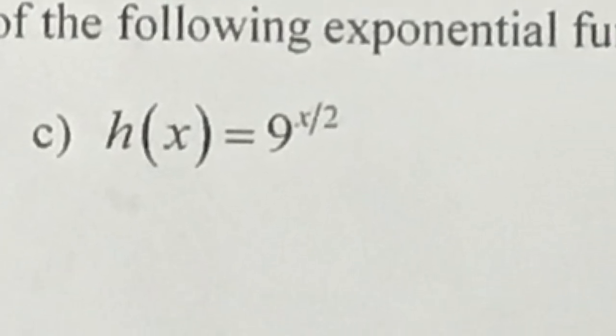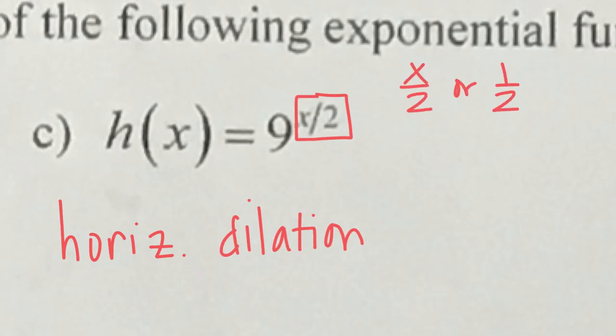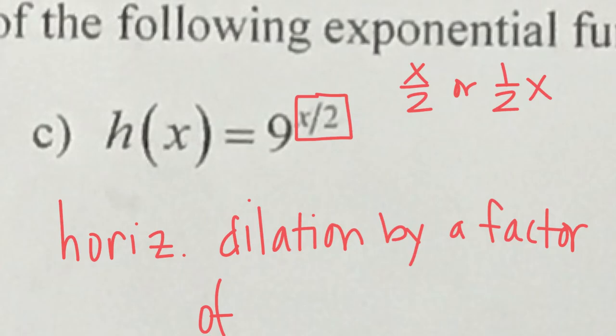Okay, 9 to the x over 2 is once again going to be a horizontal dilation because it's being multiplied. What are we multiplying by in this case? 1/2. So this is the same as x divided by 2, or 1/2 of x. So what is our factor of horizontal dilation? 2. Positive 2. So we're multiplying by 2. Horizontal dilation by a factor of 2, since we had a 1/2 as the power.